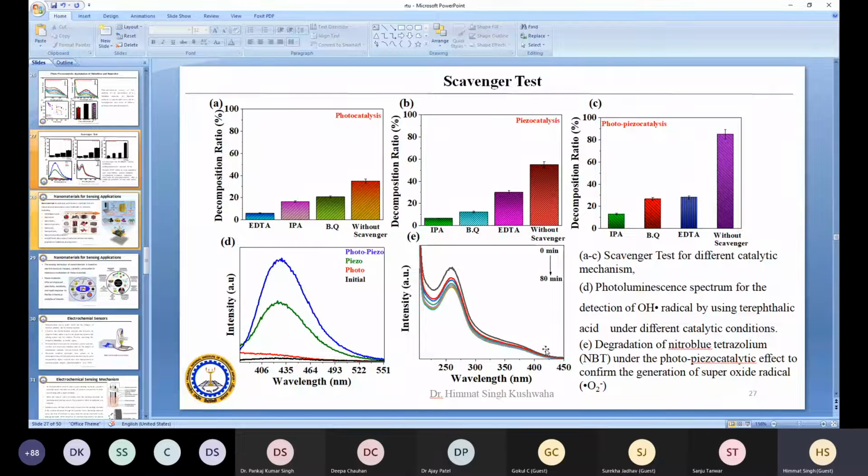When these O2 radicals are generated, the signature peak of NBT goes down, meaning it is degraded. The blue color disappears by the complete degradation. So the O2 radical generation is probed by NBT, and we can calculate the generation of O2 radicals by this method also.